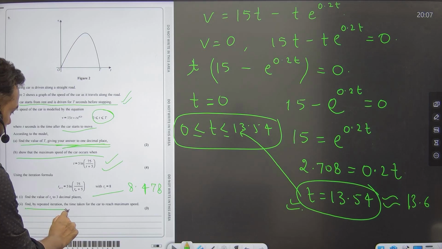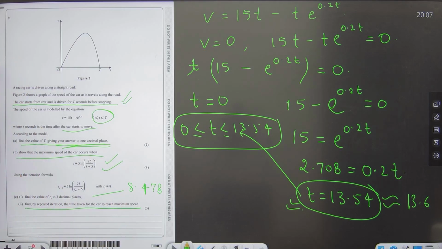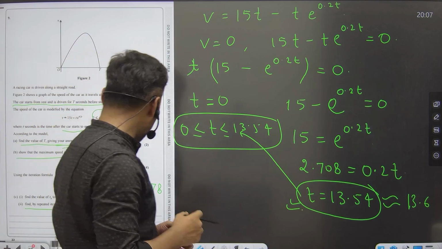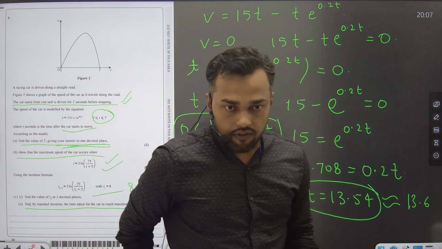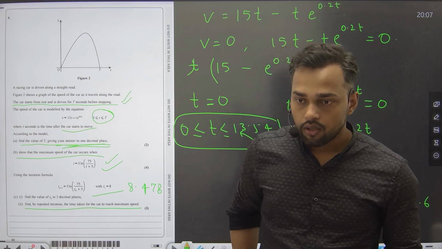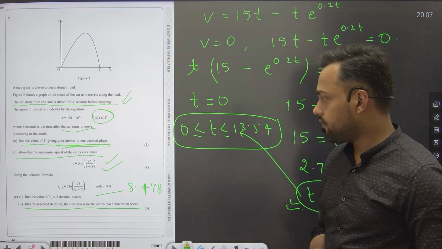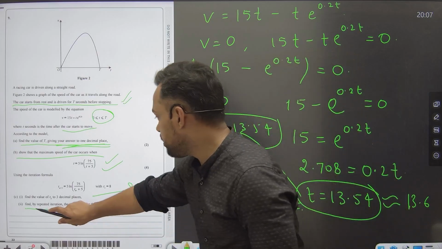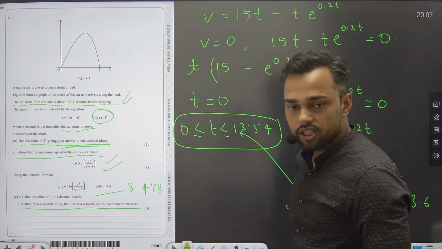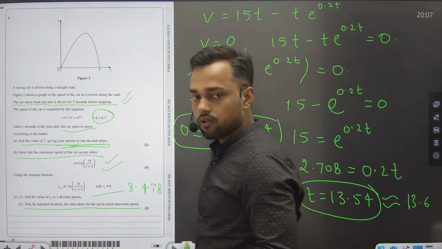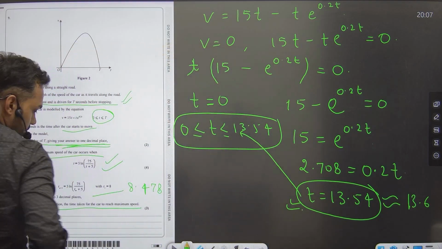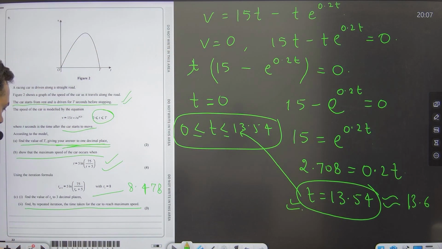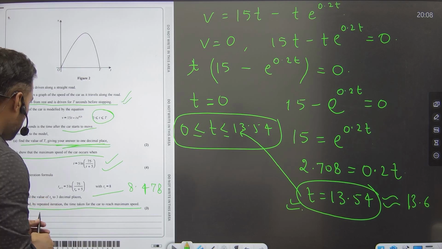Second part of this question is, find by repeated iteration the time taken for the car to reach the maximum speed. So we have got the values of t1, t2 and t3. For repeated iteration we need to perform this here, students.